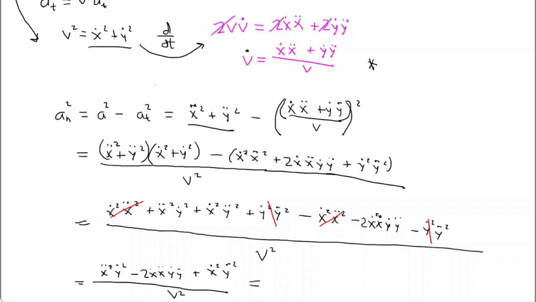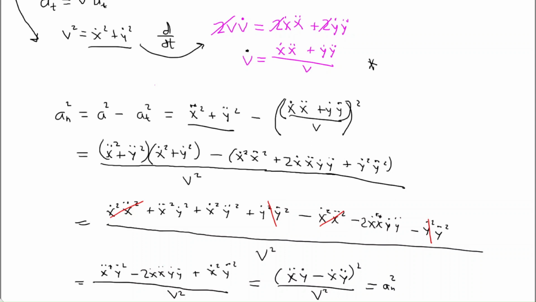Now if you look at that numerator closely, you'll find that it is a perfect binomial square. Kind of follows that pattern here. So that is x double dot y dot minus x dot y double dot quantity squared, all over v squared. Now, reminder down here at the end, this is a sub n squared, normal acceleration squared. All right, so we can take the square root of both sides.